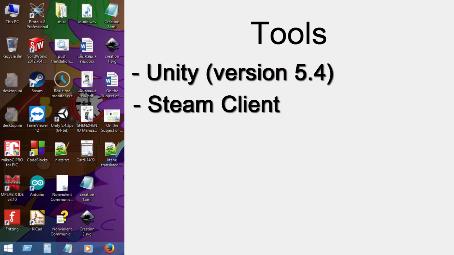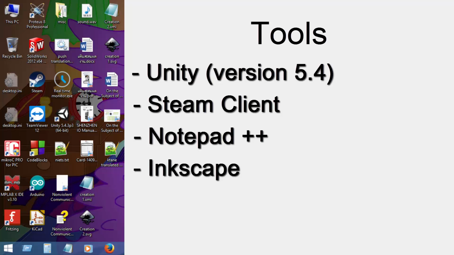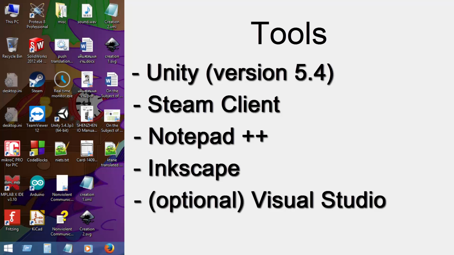Then you're gonna need some good text editor. I recommend using Notepad++, and also you need Inkscape for making the vector image for your HTML manuals. And I also recommend using Visual Studio as your IDE. If you run out of RAM or storage space, you may be able to use MonoDevelop that is built inside your Unity installation, but I'm going to use Visual Studio for this tutorial.